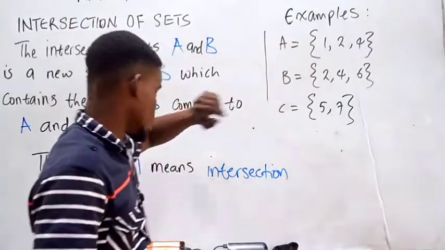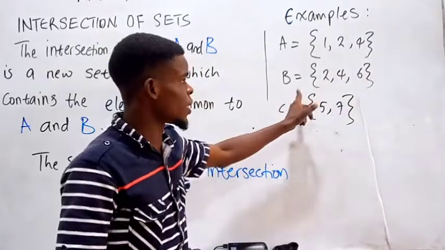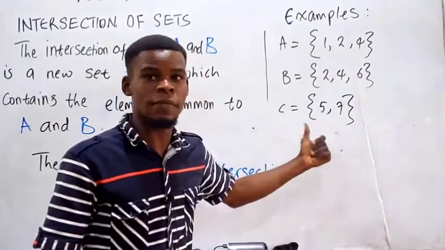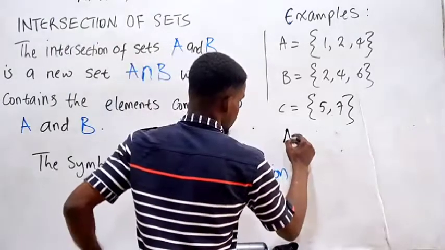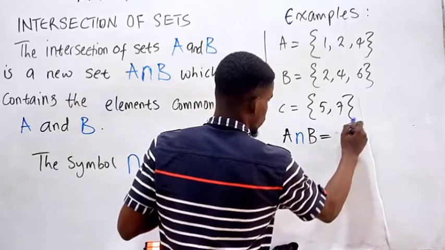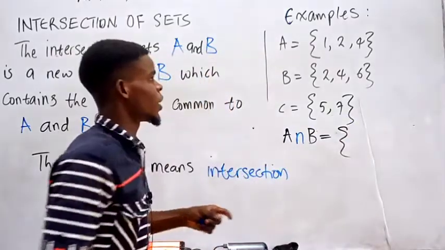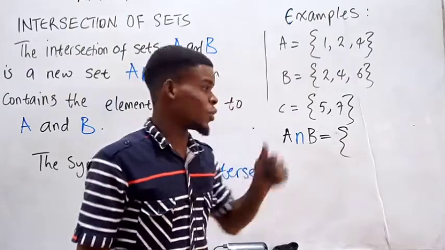As an example, we say A is equal to {1, 2, 4}. B is given to be {2, 4, 6}. And C here is {5, 7}. So I want to find A intersection B. By the definition, we say elements common to both A and B.